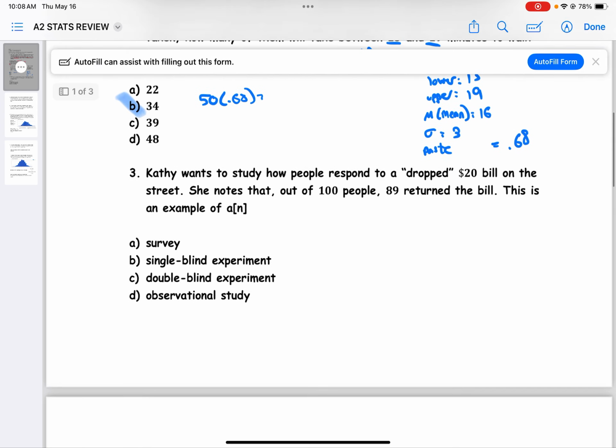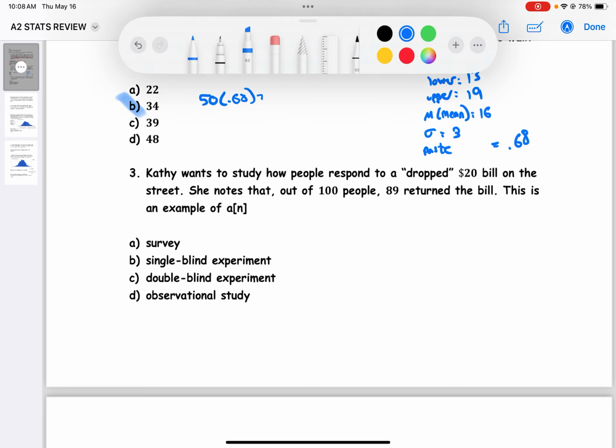Number three, Kathy wants to study how people respond to a dropped $20 bill on the street. She notes that out of 100 people, 89 returned the bill. So this is an example of what? Well, it cannot be an experiment because in every type of experiment, I need some kind of control variable. And the researcher puts people into groups, not the people themselves. And you'll understand what that means in a moment.